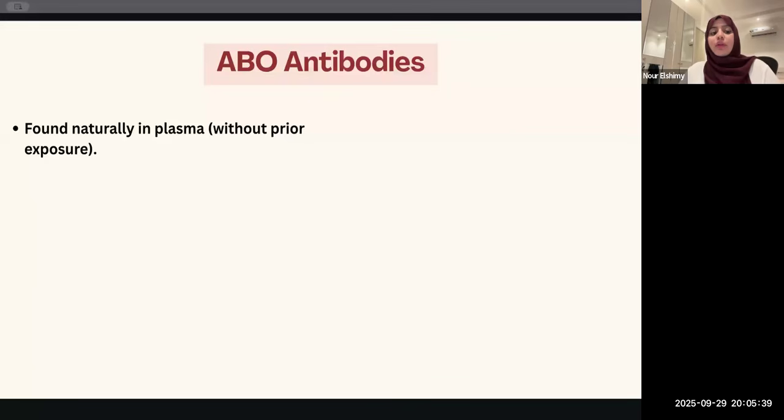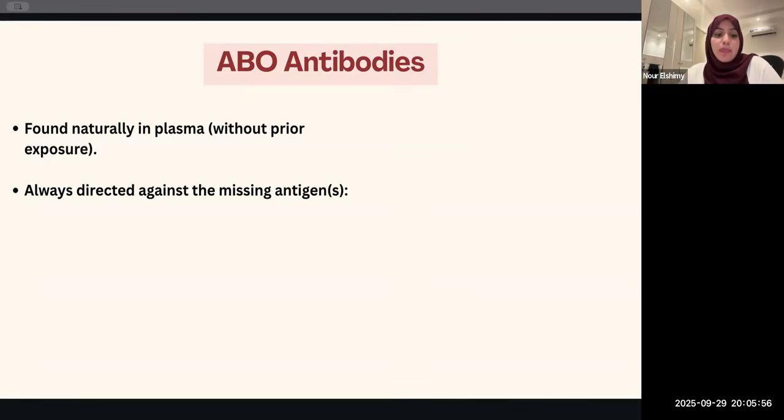What I want you to know is that they're naturally in plasma. We're born with it. They're always in plasma. They do not need to be exposed to a certain type of antigen for the body to make antibodies against this antigen. It's already there, naturally in the plasma, going around your body or your blood. And it's always directed against the missing antigen.